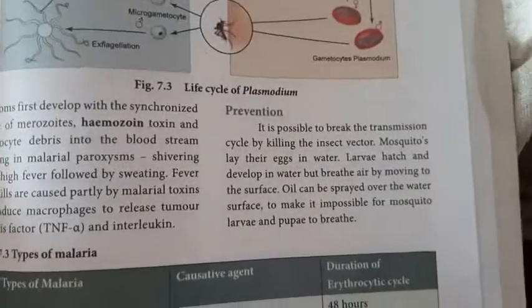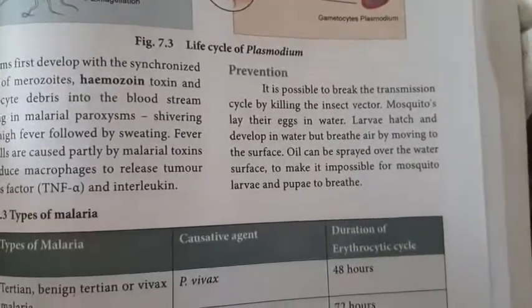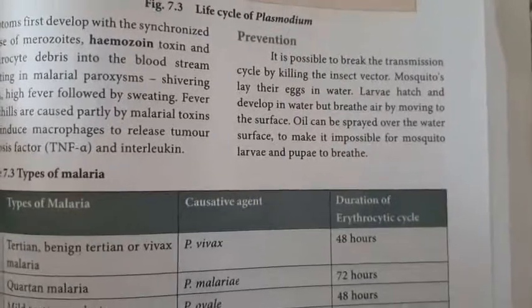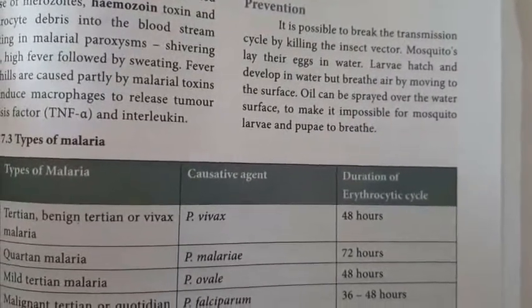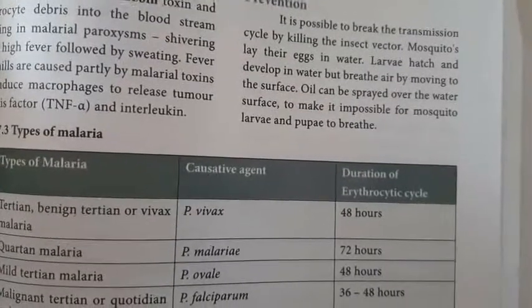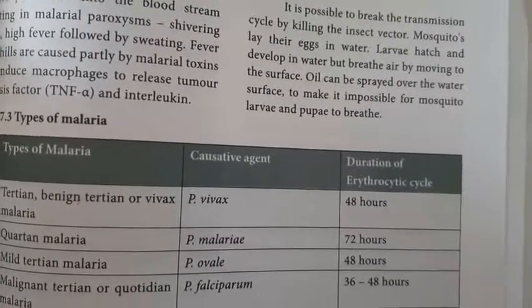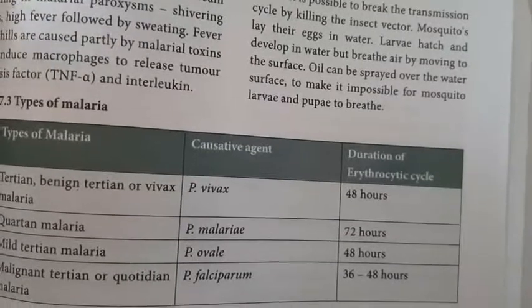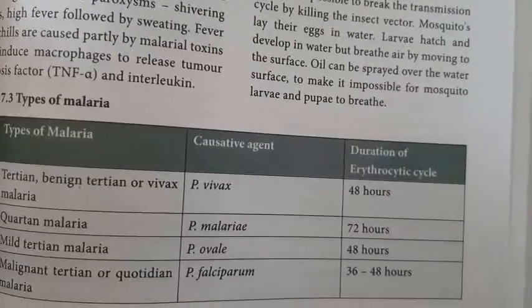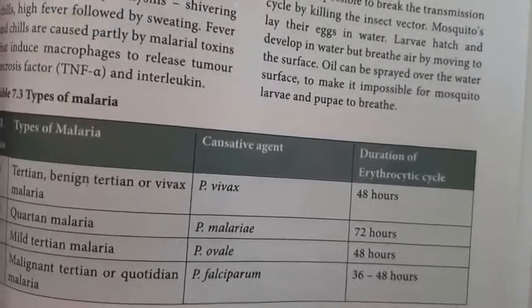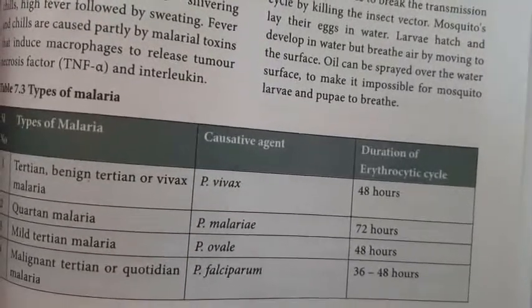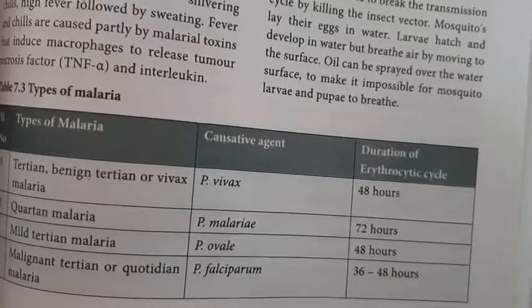Prevention: how to prevent? It is possible to break the transmission cycle by killing the insect vector. Mosquitoes lay their eggs in water, and the larvae develop in water and breathe air at the surface. Oil can be sprayed over the water surface to make it impossible for mosquito larvae to breathe. In open water, oil can be sprayed, and it will kill the larval stage.